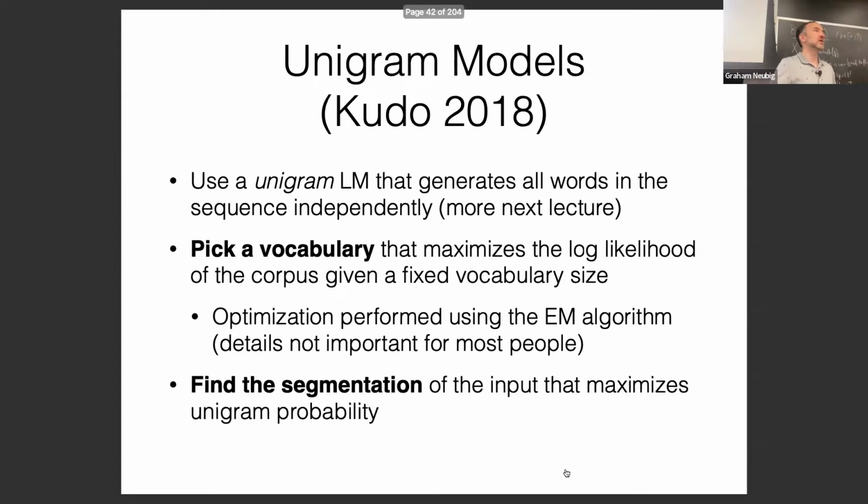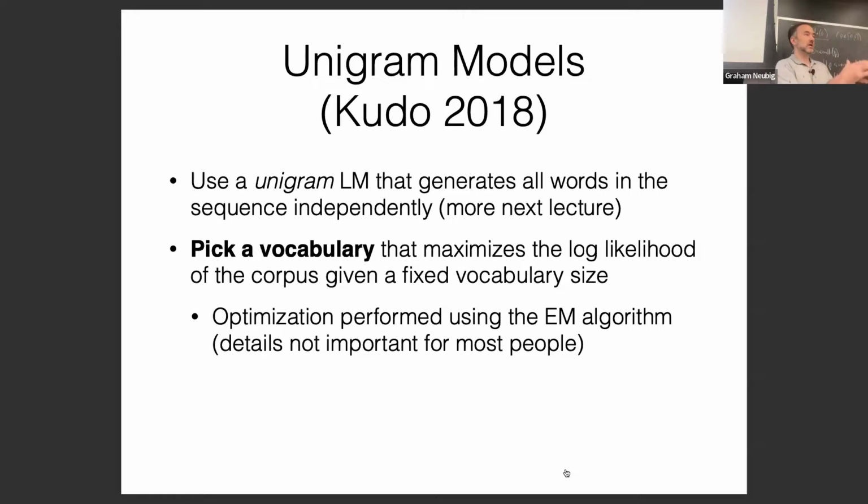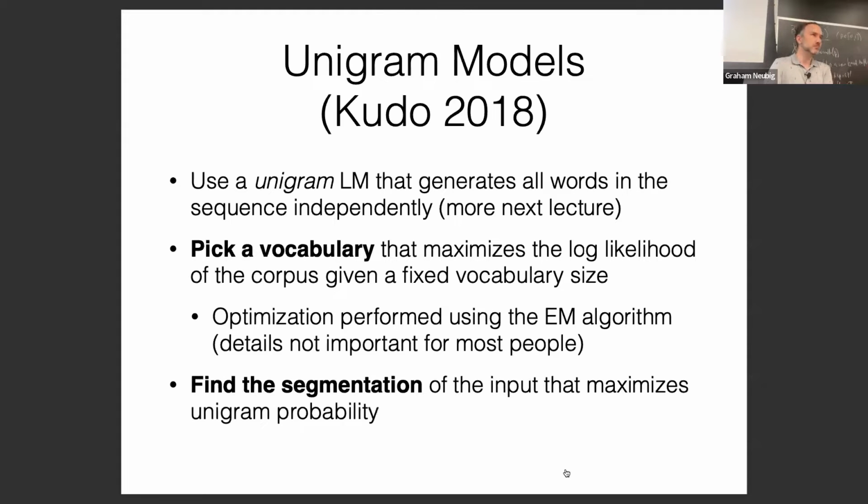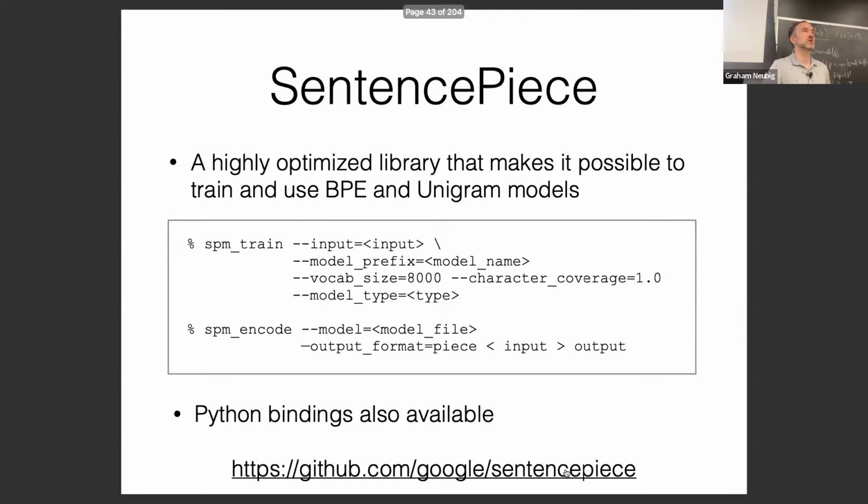But basically what it does is it calculates the probability of all of the vocabulary items, and then it calculates the probability of the vocabulary items given the unigram model, then re-estimates the unigram model given the counts of those items. So it's an incremental algorithm. The details are not super important. And then based on this, you find the segmentation of the input that maximizes the unigram probability. So you find the segmentation that would maximize the probability of any sequence.